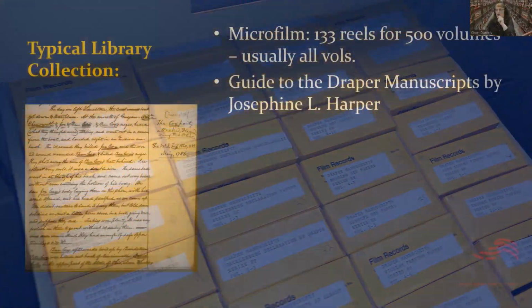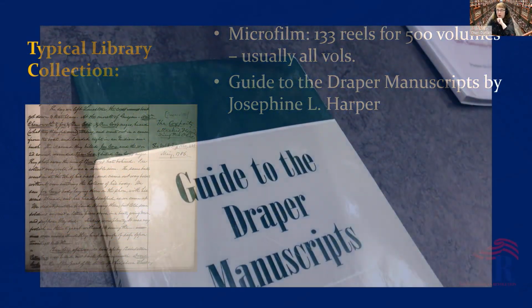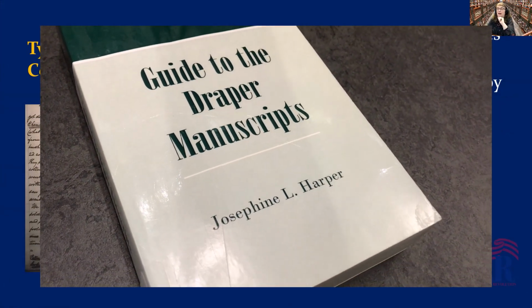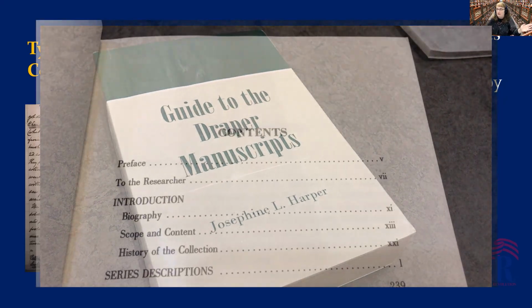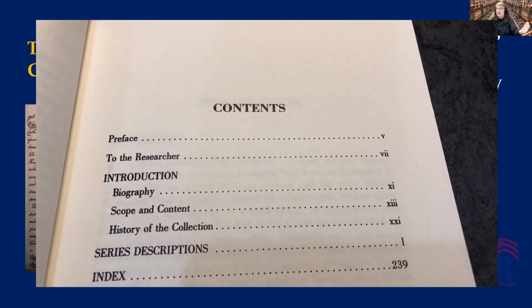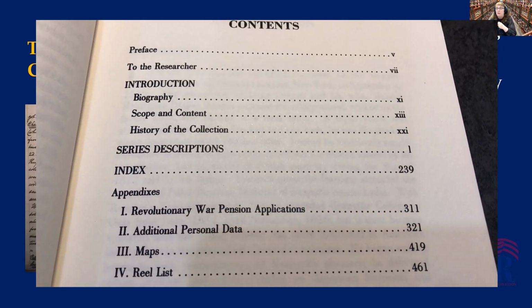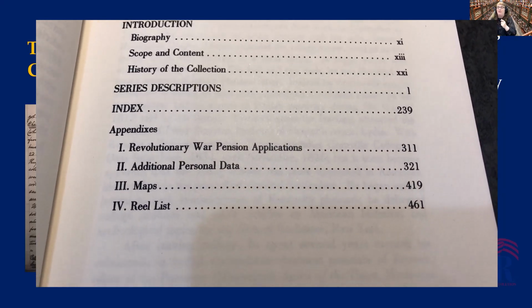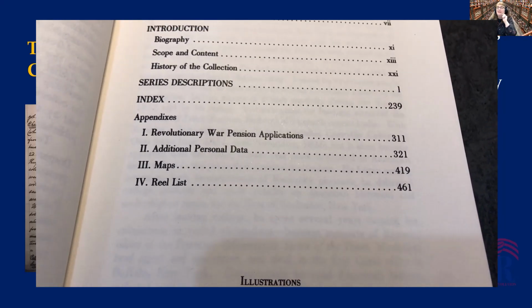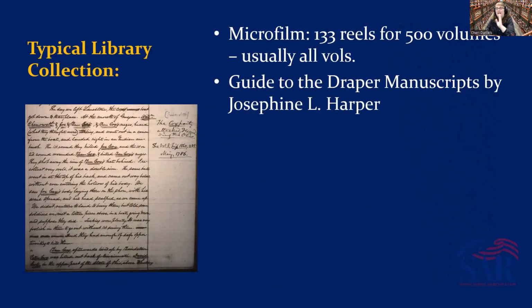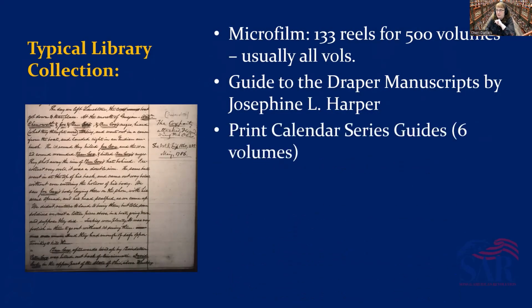The Guide to Draper Manuscripts by Josephine L. Harper is one that most people will cite as saying, oh, this is the comprehensive index. It is not comprehensive. It is probably one of the most helpful guides, and it does have indexes inside, but it has 3 indexes inside of it, which you have to pay attention to. And again, it is still not comprehensive.